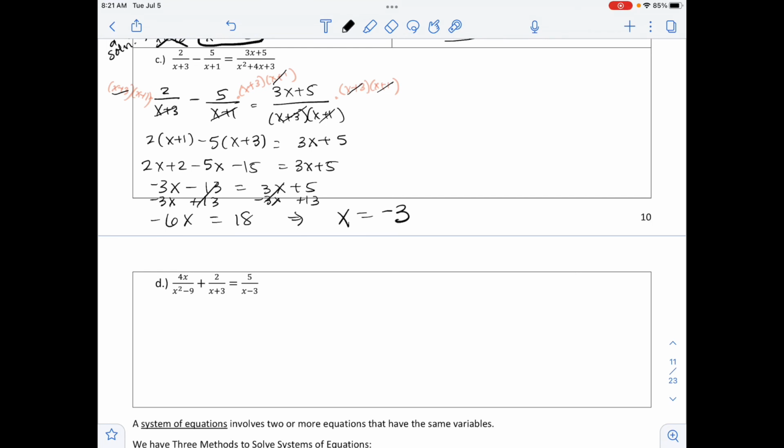So we have a solution, but we also still need to check this in that original problem at the top. And you'll notice that the first fraction, that first term, if you substitute in negative 3, you're going to have 2 over negative 3 plus 3, or 2 over 0, which is no solution. So this does not work. This makes the denominator 0. So this is no solution.